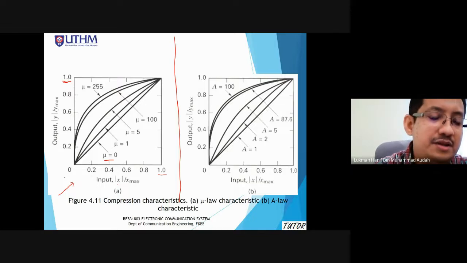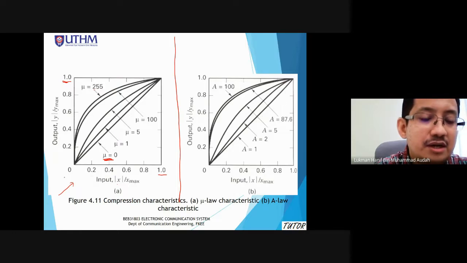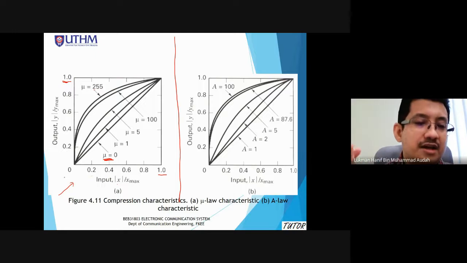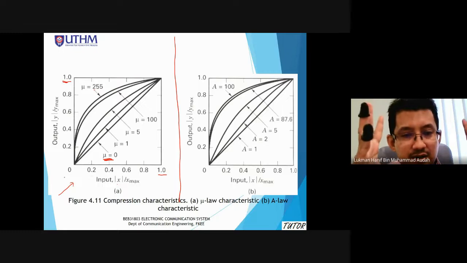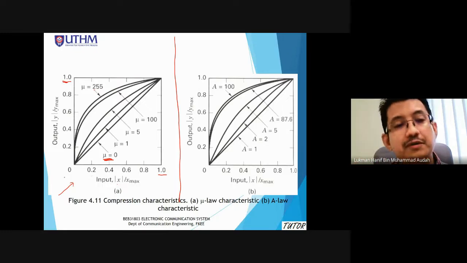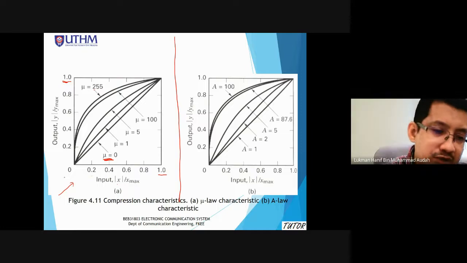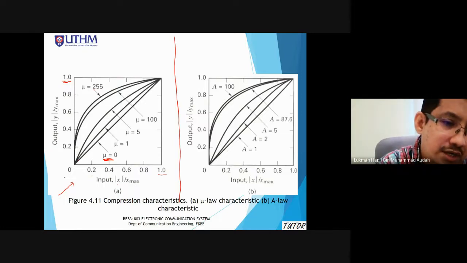Okay, dan diberikan di sini beberapa parameter mu, parameter from 0 until 255. Okay. Dan kalau you lihat, lagi besar nilai mu, lagi besar compression characteristic. Maknanya kalau mu semakin besar, lagi padat dia compress signal tersebut. Nampak, kalau mu sama dengan 0, you akan lihat dia seperti satu garis linear.